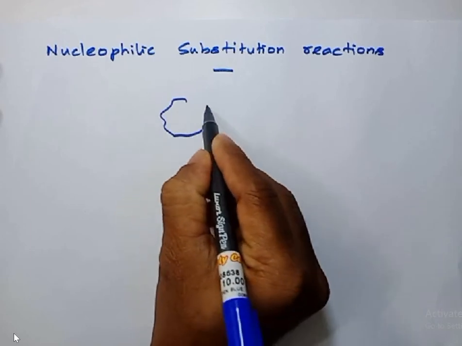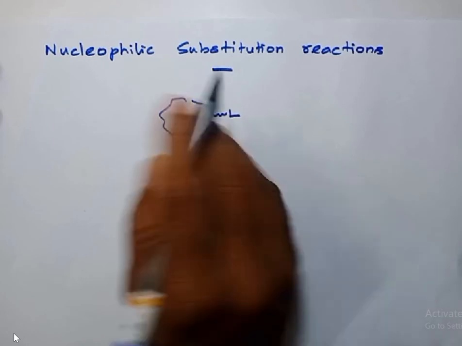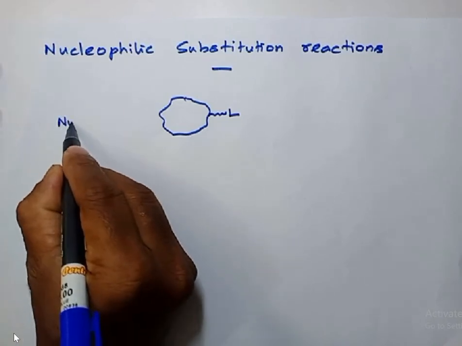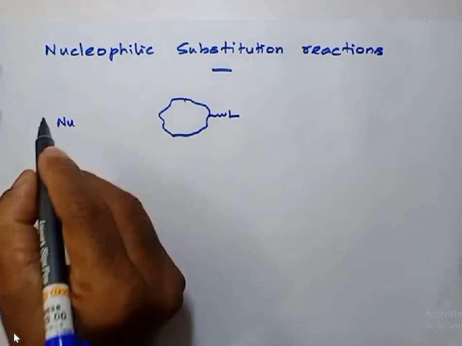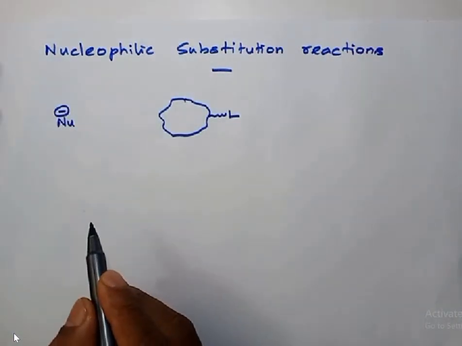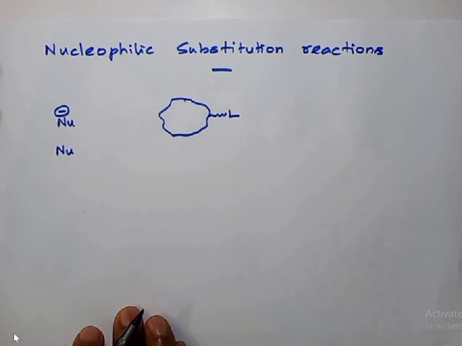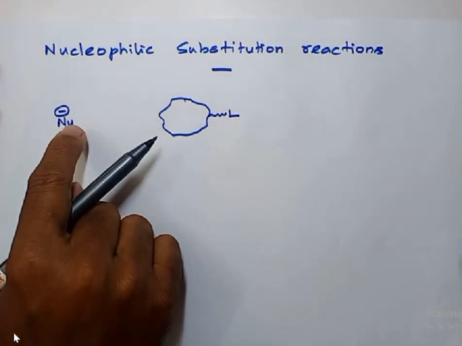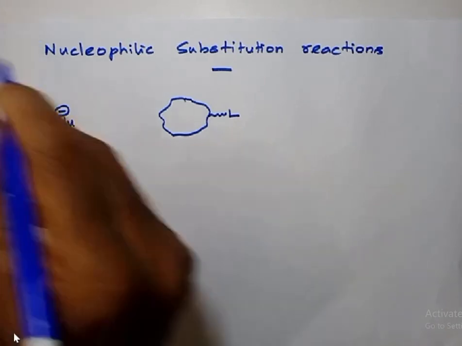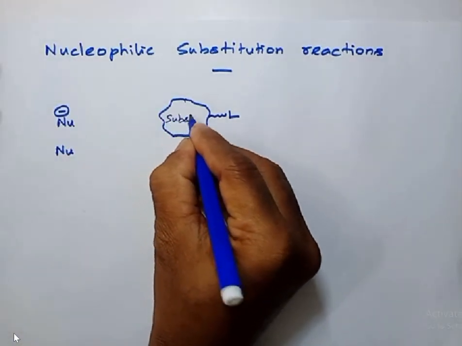See, we will be having a molecule which has some group that is ready to depart from the molecule, and we have an attacking species called a nucleophile. Usually in nucleophilic substitution reactions, nucleophiles carry a negative charge, but a nucleophile can also be neutral. The essential point is it should be electron rich. It should contain at least one lone pair. And this molecule I'll call a substrate. This molecule is called the substrate.